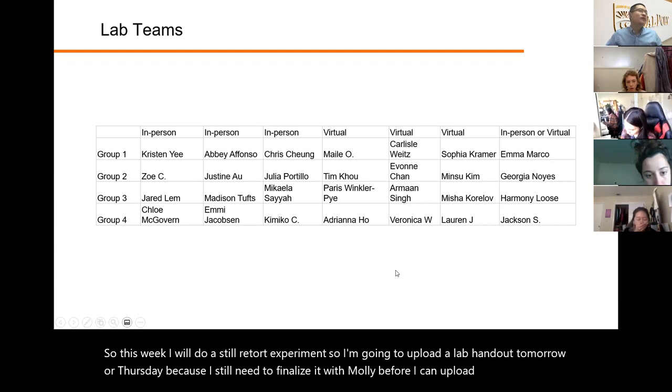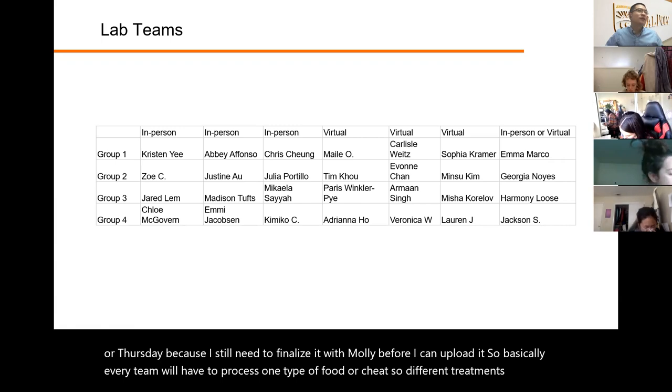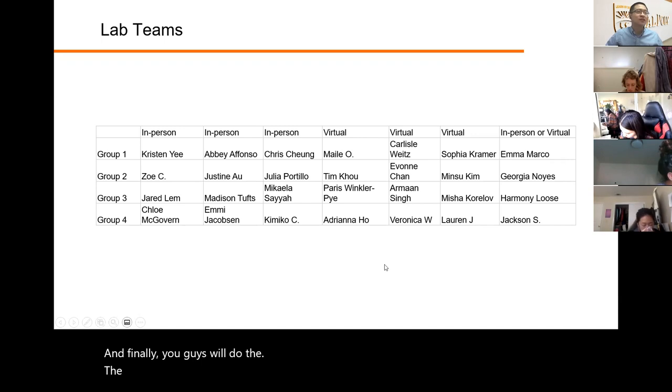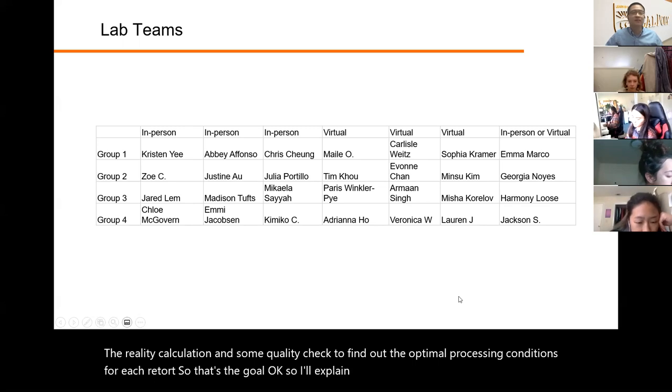Basically every team will have to process one type of food or do different treatments. And finally, you guys will do the lethality calculation and some quality check to find out the optimal processing conditions for each retort. So that's the goal, okay? I'll explain more about the lab details on Thursday's class.